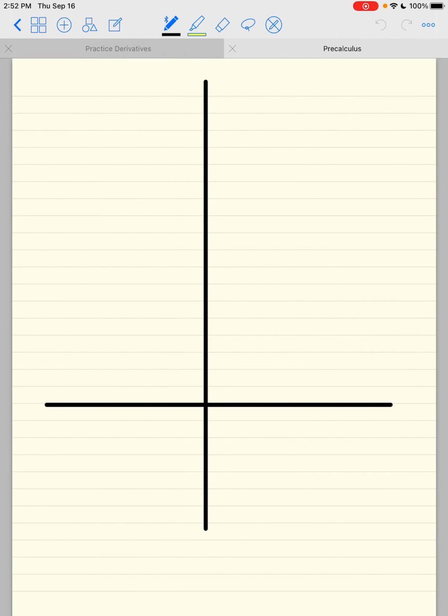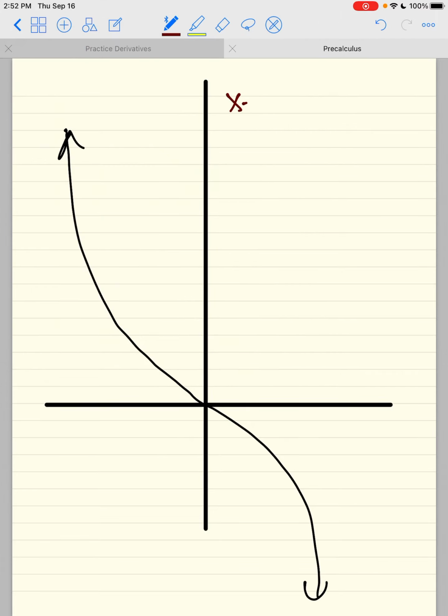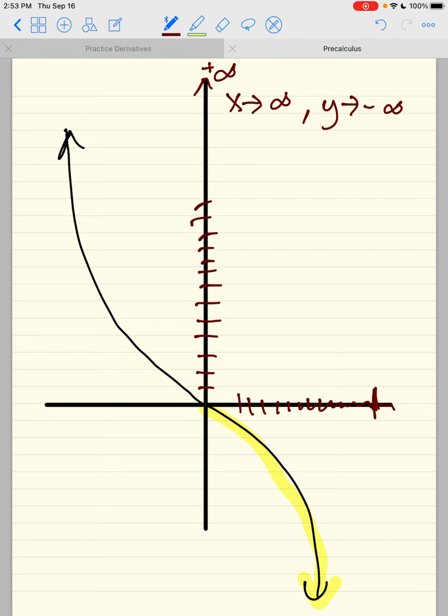Let's try another one. I'm going to draw something that looks like this. Okay? And let's give it a shot. As x approaches positive infinity, that's here, right? Positive infinity is all the way down here. Where is this graph going? Well, this graph is going down. So as x approaches positive infinity, y approaches negative infinity. Remember that up here is positive numbers, right? 1, 2, 3, 4, a million, a trillion, and so on. So it's positive infinity, and down here is negative infinity.